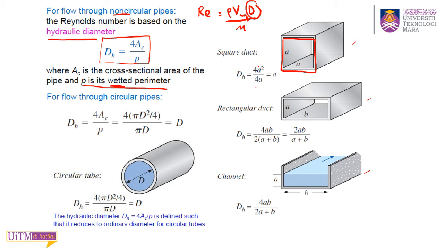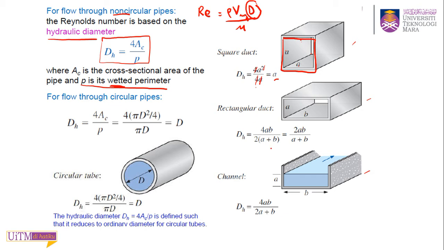For example, for a square duct, which is non-circular, we can calculate the hydraulic diameter using 4 times the area. The area of this square duct is A times A, so A squared, over the wetted perimeter of this square duct, A plus A plus A plus A. So you get 4A, and cancelling out, the hydraulic diameter for this square duct will equal A. Then you can use your equation here to find your Reynolds number flowing through this square duct.